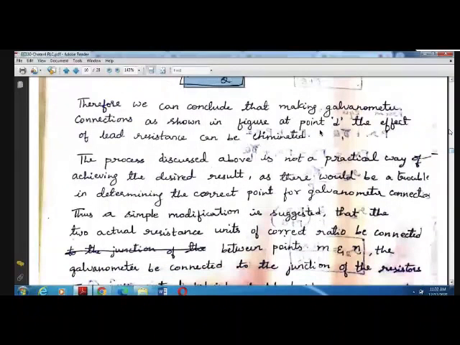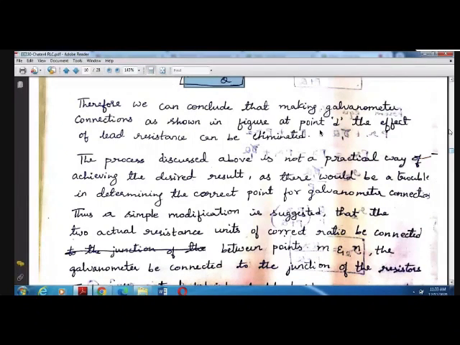See, whatever we discussed now, that cannot be practically implemented. Because we simply consider some point as the center point, the middle point, where we connect the galvanometer. We mark some point and consider that it is the exact middle point, and we connected the galvanometer. But practically, while doing the experiments or while measuring the resistance value, it is impossible to identify that particular exact point where to connect the galvanometer. So that is the disadvantage of this Kelvin's bridge.